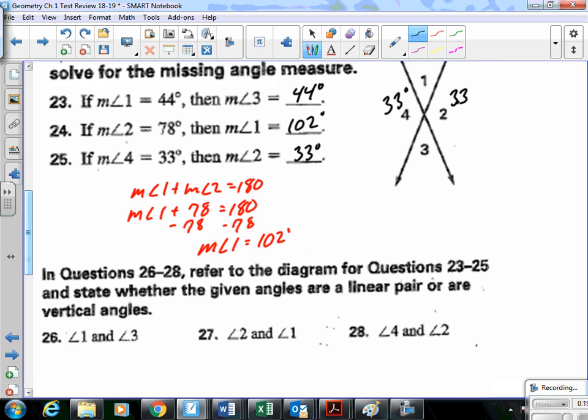All right, 26 through 28, we're just labeling these officially as linear pairs or vertical angles. So angle 1 and angle 3, as we discussed in number 23, they're straight across from each other. Each side makes the side of the other angle. So that makes those vertical angles. 27, angle 2 and angle 1, those were side by side, forming a straight line. So those are a linear pair.